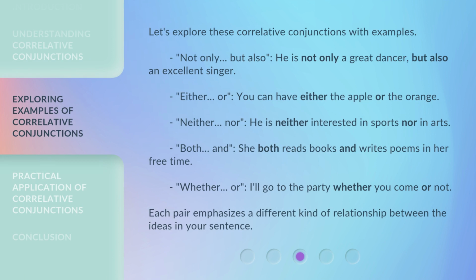Let's explore these correlative conjunctions with examples. Not only, but also: he is not only a great dancer, but also an excellent singer. Either, or: you can have either the apple or the orange. Neither, nor: he is neither interested in sports nor in arts. Both, and: she both reads books and writes poems in her free time. Whether, or: I'll go to the party whether you come or not. Each pair emphasizes a different kind of relationship between the ideas in your sentence.